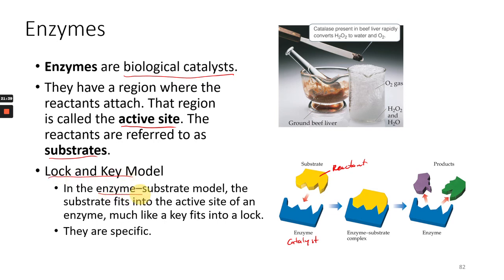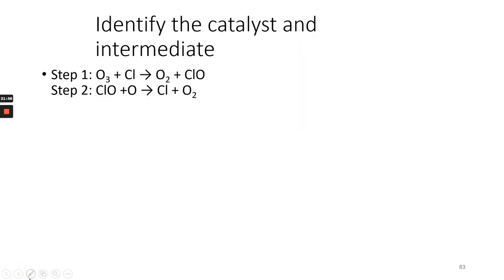Okay? Sort of like a lock and a key. So in your enzyme substrate model, the substrate fits into the active site of an enzyme like the key fits into a lock. So these are very specific catalysts that work in very specific conditions. So let's see if we can identify in this two-step reaction what is the catalyst and what is the intermediate.